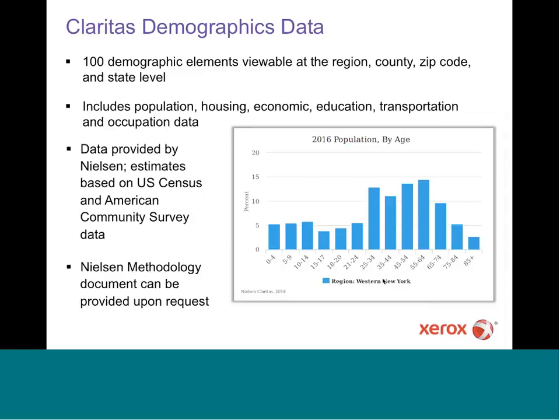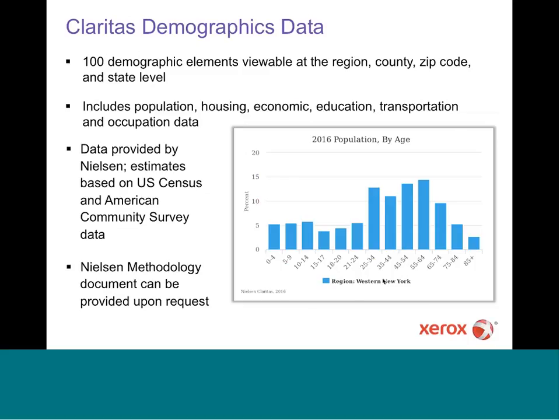And then I mentioned that P2 purchased an additional data package. Our standard demographic package is just the U.S. Census Quick Facts data, but P2 purchased the Nielsen-Claritas package, which will include 100 demographic elements. These will be available at the regional, county, zip code, and I believe state level. These include population, housing, economic, education, transportation, and occupation data. Again, the data is provided by Nielsen-Claritas, and I can provide additional methodology if that's of interest.